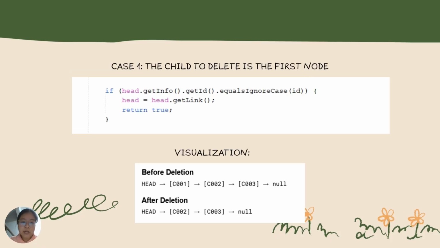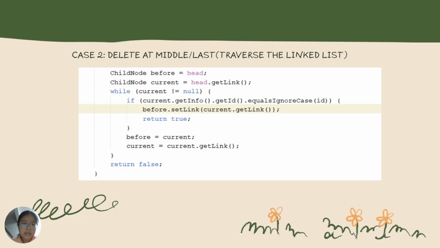Then we check whether the child to delete is the first node. Here, the system checks if the first node ID matches the selected child ID. If it matches, then we delete the head node by moving the head pointer to the next node. The old head is removed automatically, and this is the simplest deletion case and no traversal is needed. This step shows the traversal for deletion at the middle or last.